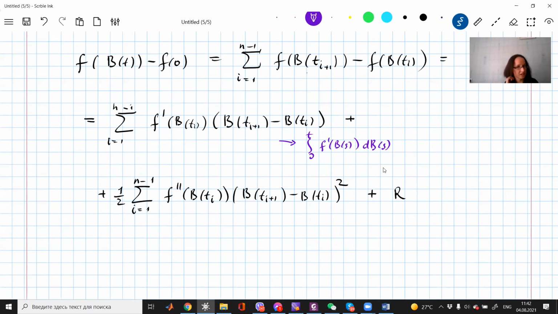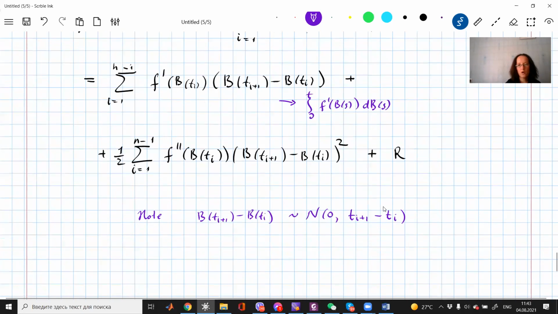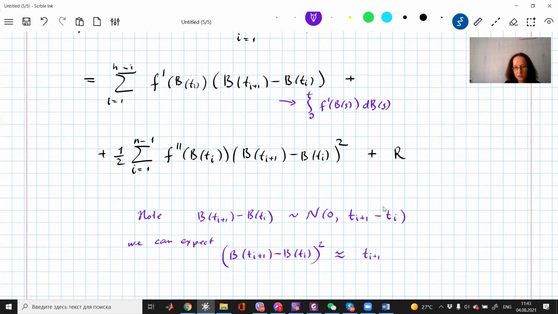What can we say about the second term? Well, for the second term, we can note that this increment B(t_{i+1}) minus B(t_i) has a Gaussian distribution with mean 0 and variance t_{i+1} minus t_i. So for small intervals of the partition, we can expect that this value squared is almost t_{i+1} minus t_i.